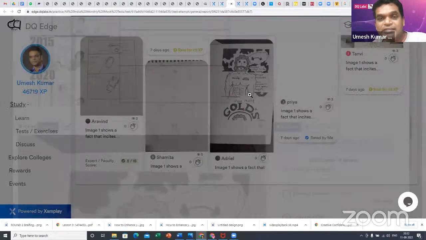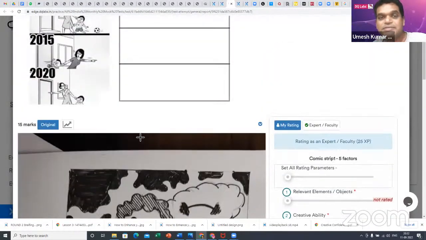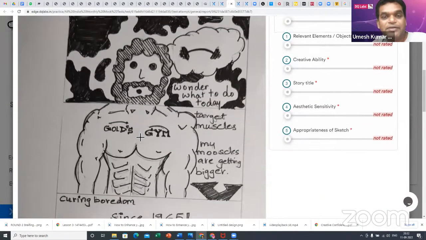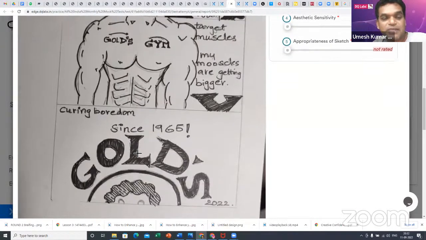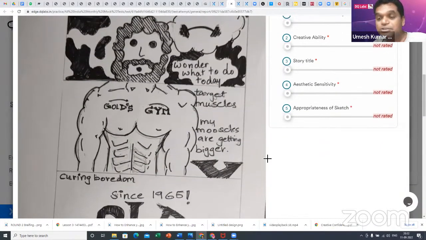Okay, so Adriel has done something interesting. It's interesting. It's funny as well. It's like a sequence of things that are happening. One thing is for sure, the illustration is good. Illustration quality is good, but whether it is communicating what it should be communicating or not, I'm not sure. I'm not able to get that.